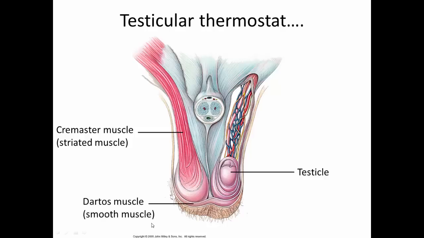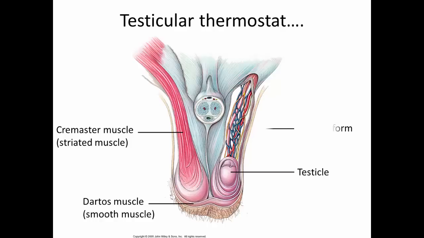The dartos muscle is a smooth muscle. Now, the dartos muscle is smooth, and so it's not under our control, and it's got a number of reflexes controlling it. Okay, so cremaster: striated, under control. Dartos: smooth muscle, not under our control, but has reflexes. So those are going to work to cool and warm the testes.